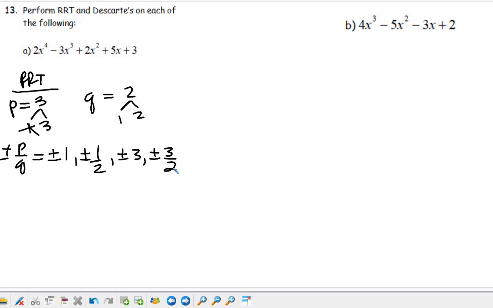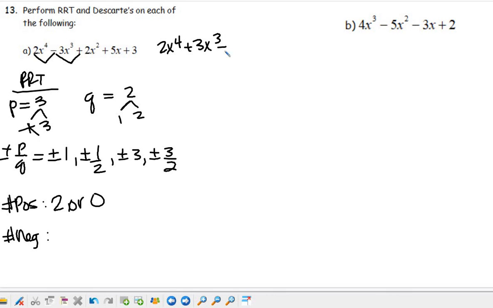If I'm going to use synthetic division, if it has a real rational root, it has to come from this list. Okay? For Descartes, the number of positives come from the number of sign changes. So I have 1, 2, and then we always subtract 2 until we get to 0 or 1. For number of negative, I plug in a negative and simplify and count the sign changes. So that'd be 2x to the 4th plus 3x cubed plus 2x squared minus 5x plus 3. So I have 1, 2 as well. So 2 or 0.